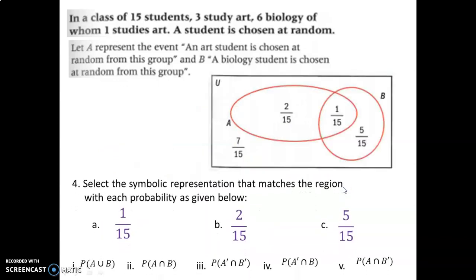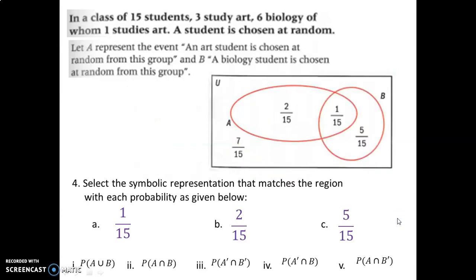Okay, next question. Select from these 3 here, or from these representations below, the symbolic representations, find the ones that match these 3 here. So for example, for A, that 1/15, which is here, which of these represents that zone right there, and so on. Do that for all 3.